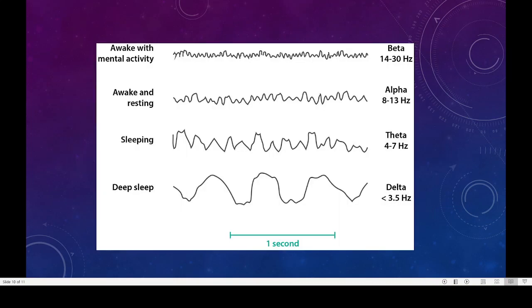So here you can see the different types, and just remember the names of these different types of waves. Here you can see that there are three different types of waves. One is delta waves. In the case of delta waves, that is the slowest wave.